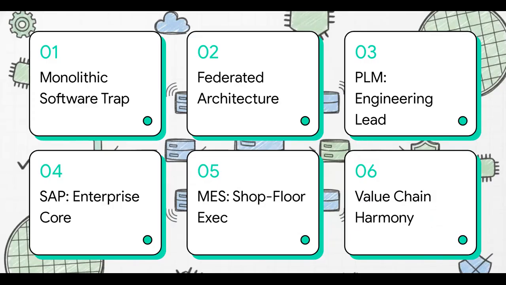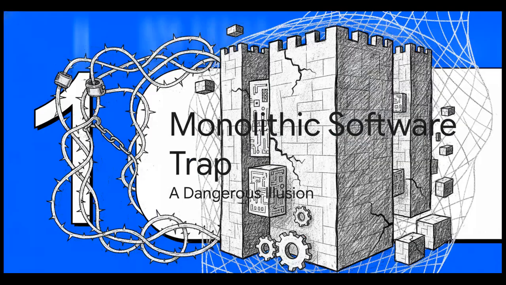First, the monolithic software trap. Second, a federated quality architecture. Third, PLM, the engineering authority. Fourth, SAP, the transactional backbone. Fifth, MES, real-time shop floor execution. And finally, number 6, orchestrating the value chain. Let's get to it. Section 1.